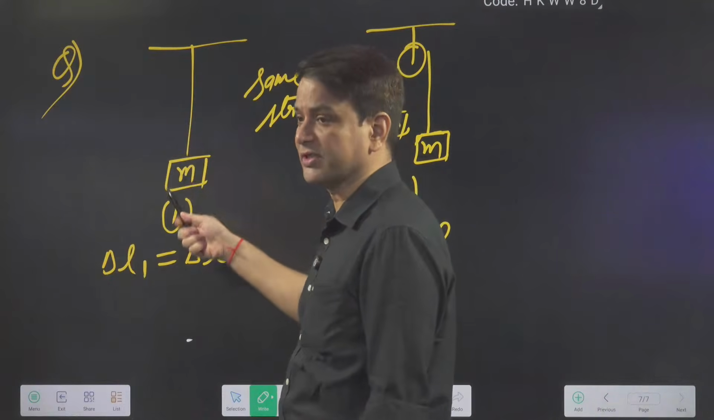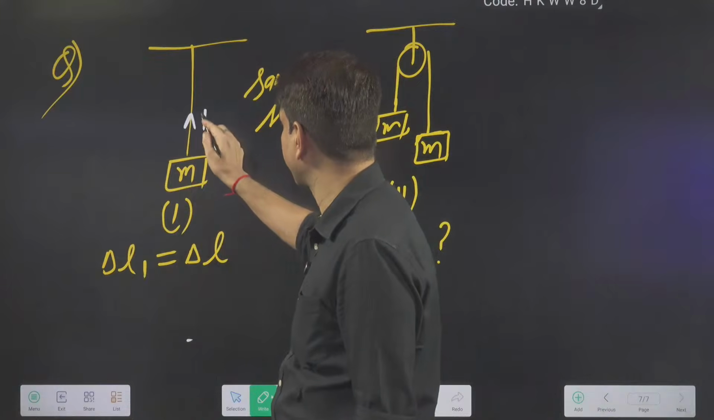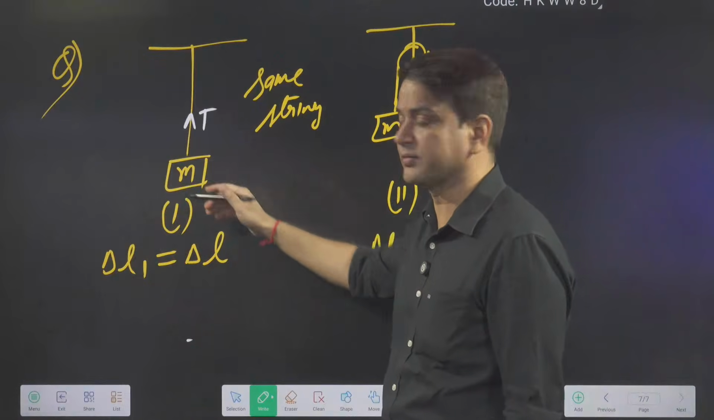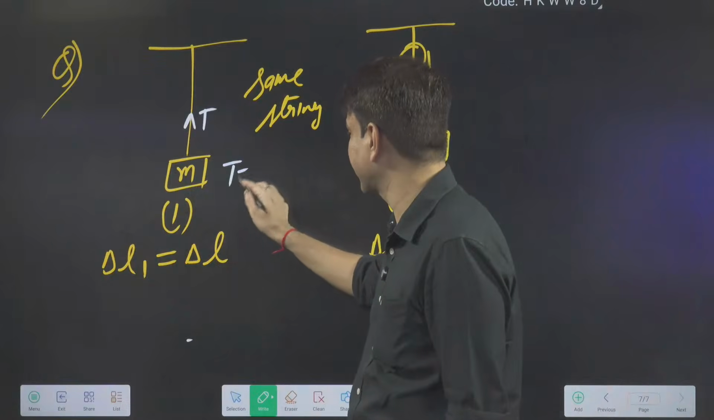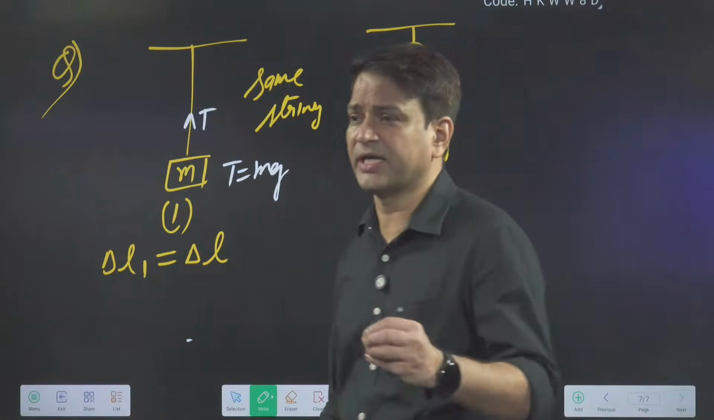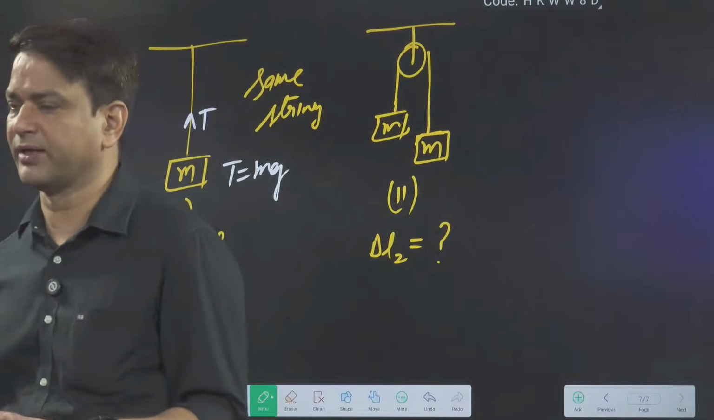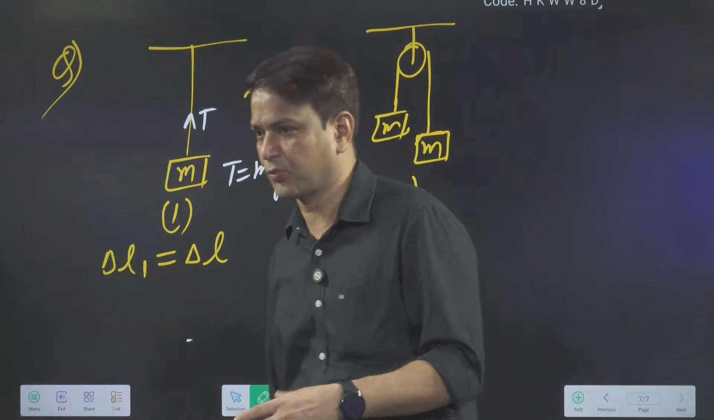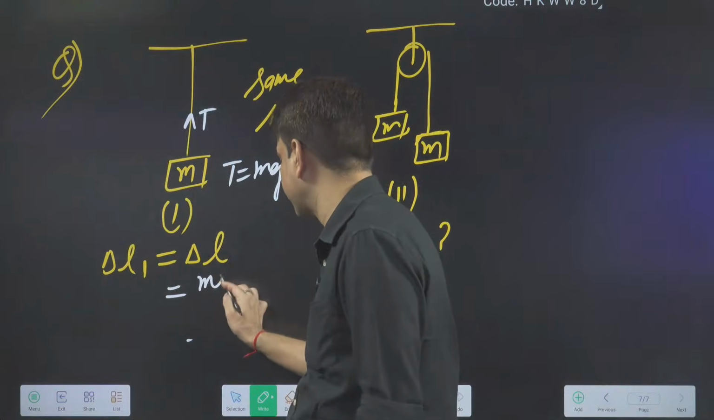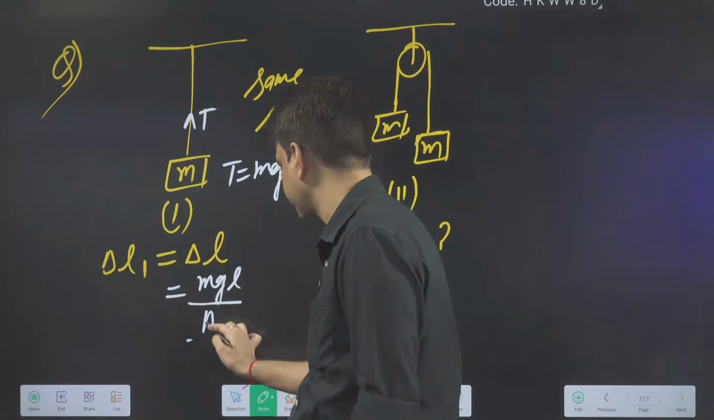So if I'm asking what is the tension here, tension I can say here is T, and then mg. So tension is balancing the weight of this block. So we can say here T is equal to mg. Then delta L, what will I write? mgL upon AY. So here I will get delta L is equal to FL upon AY, which means mgL upon AY.